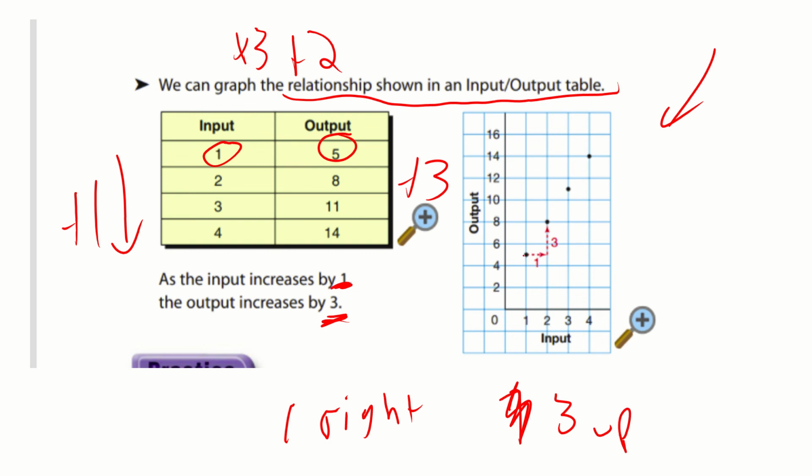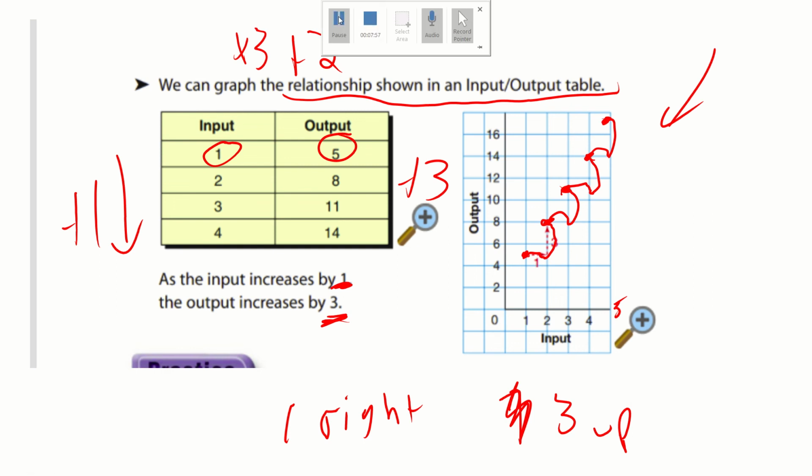Okay, we start at 1 and we go to 5. Awesome, I plotted that. Now I'm going to go 1 to the right and 3 up all the way to 8. Okay, 1 to the right, 3 up all the way to 11. 1 to the right, 3 up all the way to 14. If I was to say what is 5, okay, I would go 1 to the right and 3 up all the way to 17. So you can really tell a lot by the input-output machine of the pattern.